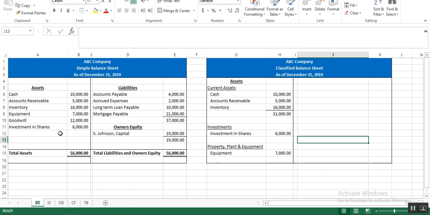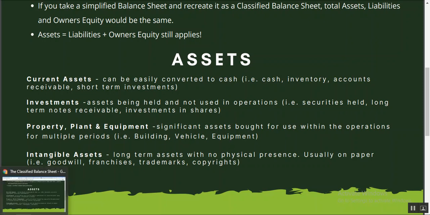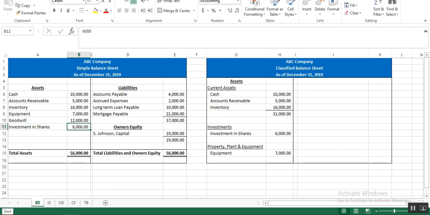Now, based on this, the only thing I have left, because I took the 10,000, the 5,000, the 16, the 7,000, I have not used this, and the 6,000 I've used. So what's left is goodwill. Goodwill falls underneath the intangible assets section, which are assets that you can't really touch, but they're still an asset to the company because they provide some future benefit, or you're able to sell it to gain funds or something of that sort for the business. And so those are considered to be intangible assets.